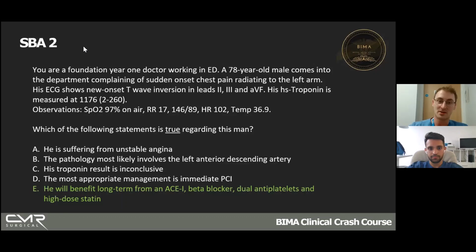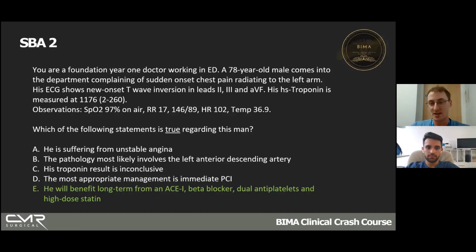B, the pathology most likely involves the left anterior descending artery. So this is incorrect because you need to look at the ECG leads which are affected. The left anterior descending artery is represented by leads V1, 2, 3, and 4 on an ECG, which is the front side of the heart or the anterior side. He's got changes in leads 2, 3, and AVF, which are the inferior leads of the heart, which is supplied most commonly by the right coronary artery. So this is something that we'll see all the time in ECGs with ACS, and it's important to know.